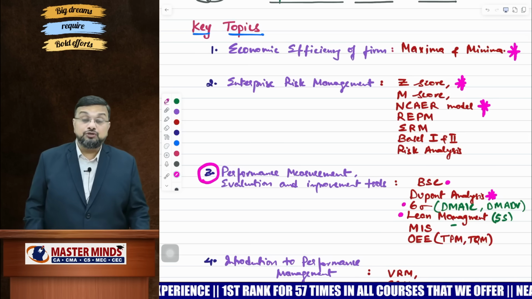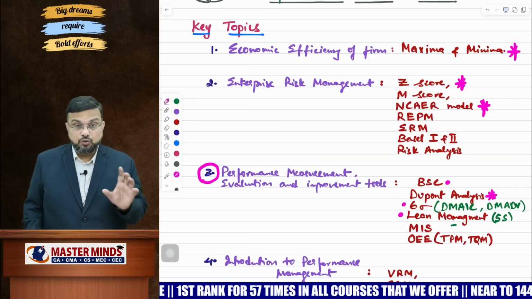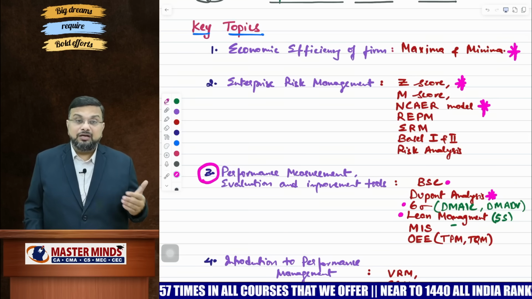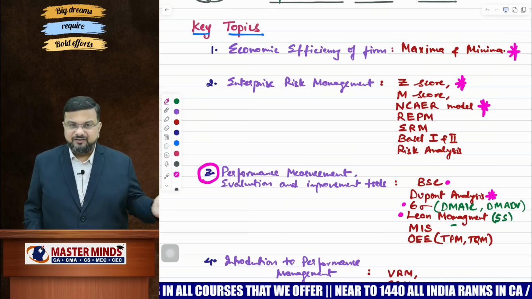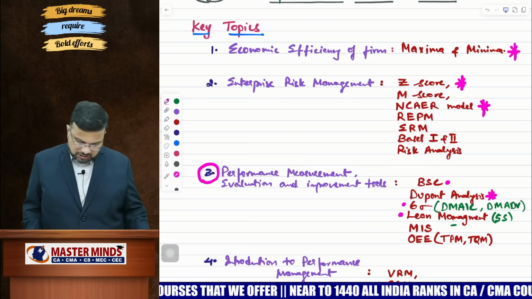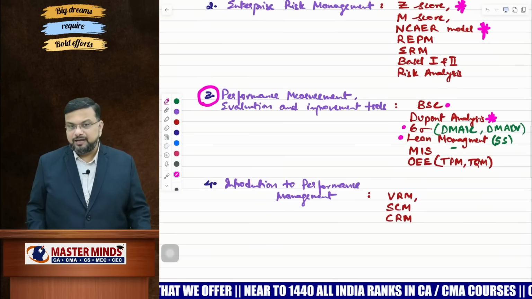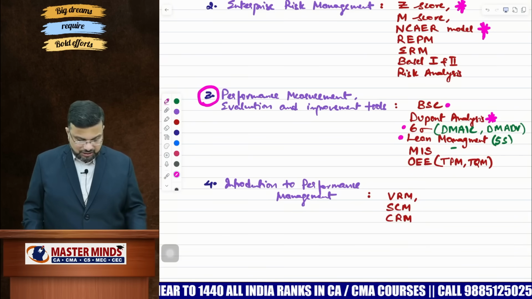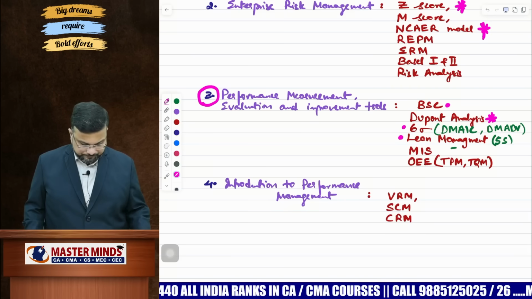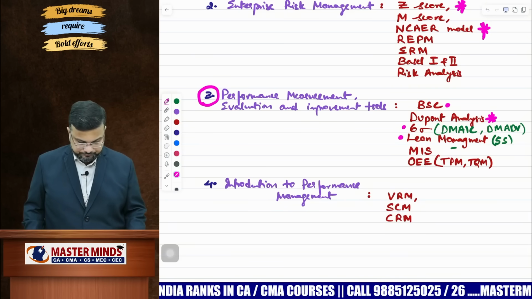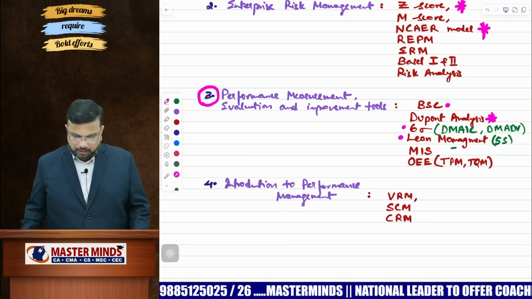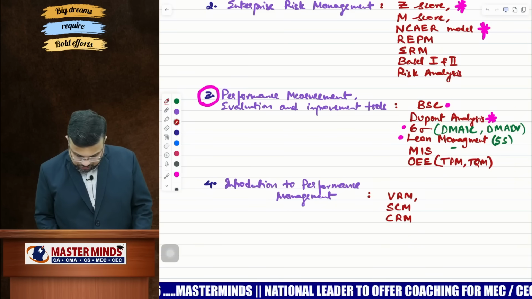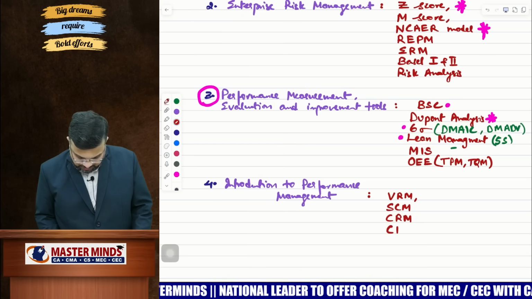And don't forget, please go through the features of quality also. There is no proper definition for quality, but to define quality, we have taken the help of 8 different terms or 7 different terms, so go through that particular concept also. And when it comes to introduction to performance management, just go through vendor relationship management, supply chain management, and customer relationship management. There is one more topic in introduction to performance management, that is customer profitability analysis, CPA.